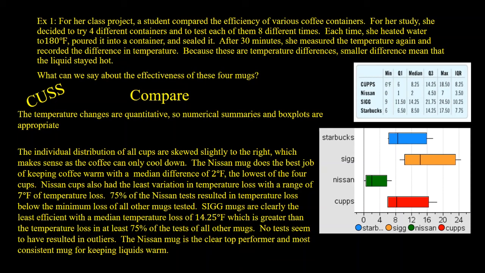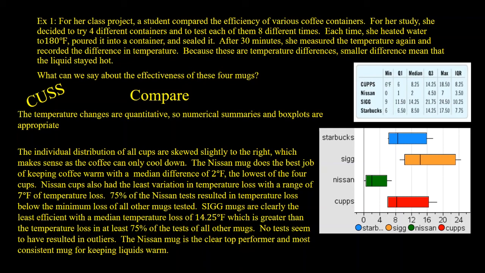That's discussing spread. Then we want to talk on the high end as well. Sig mugs are clearly the least efficient. The median temperature loss is higher than the median of all the others. And the Sig mugs also have the largest range, it would appear. No tests seem to have resulted in outliers. There are no points beyond the fences.